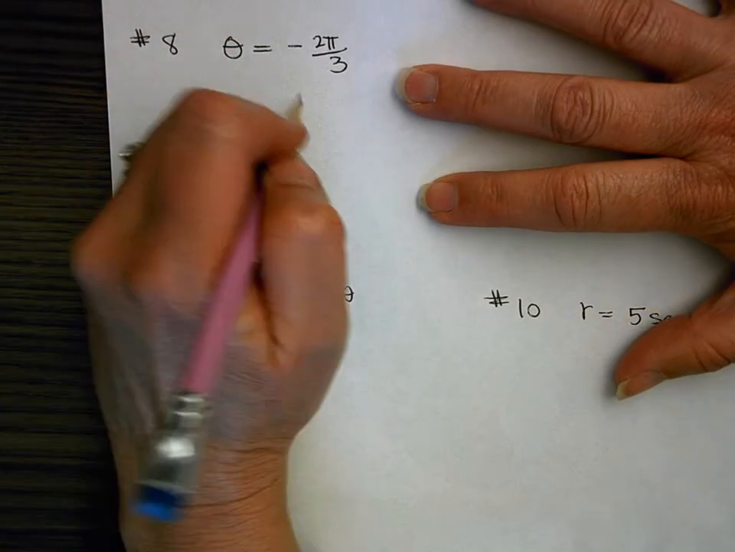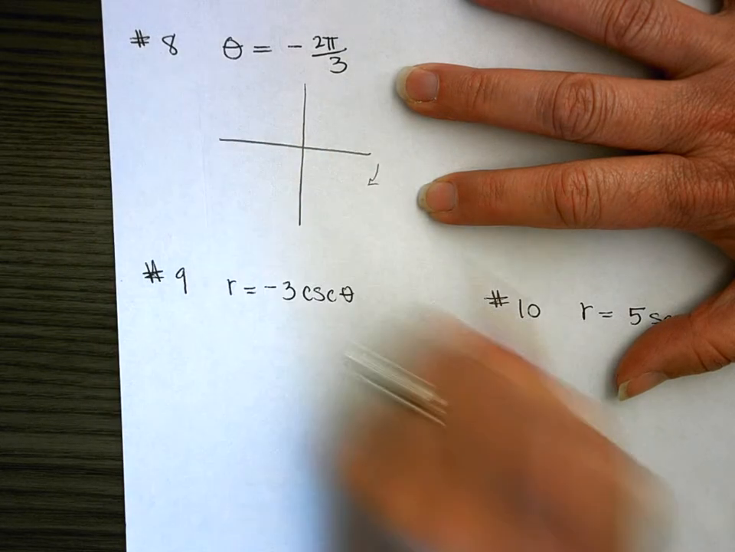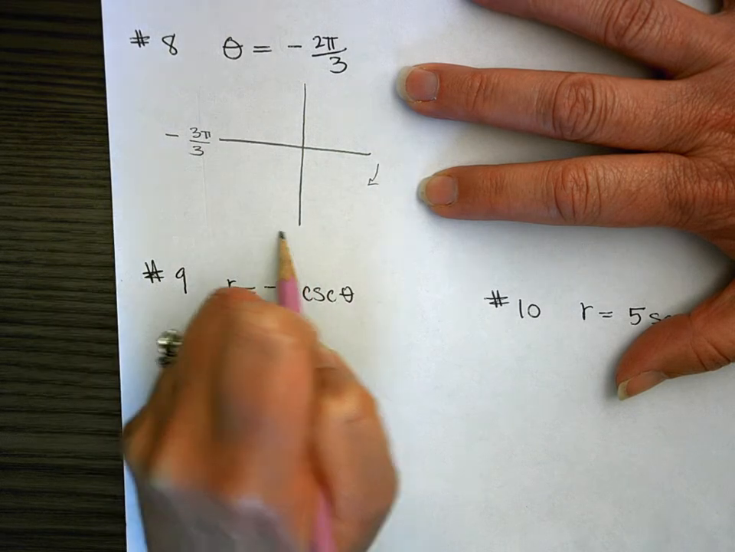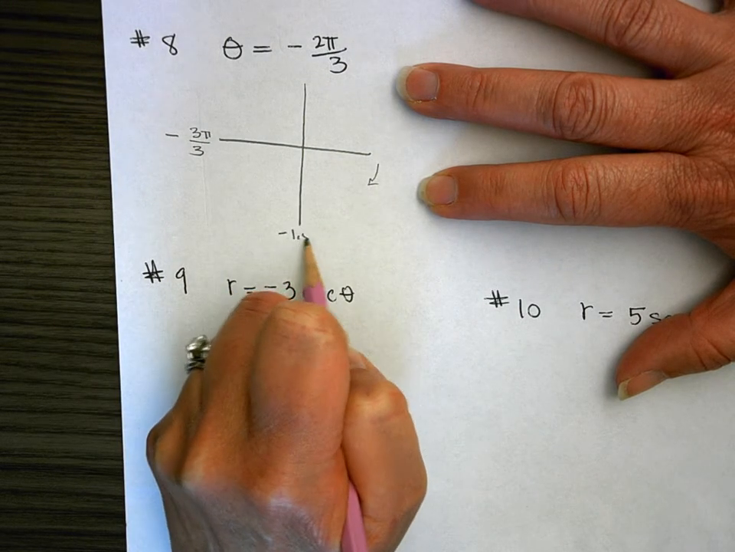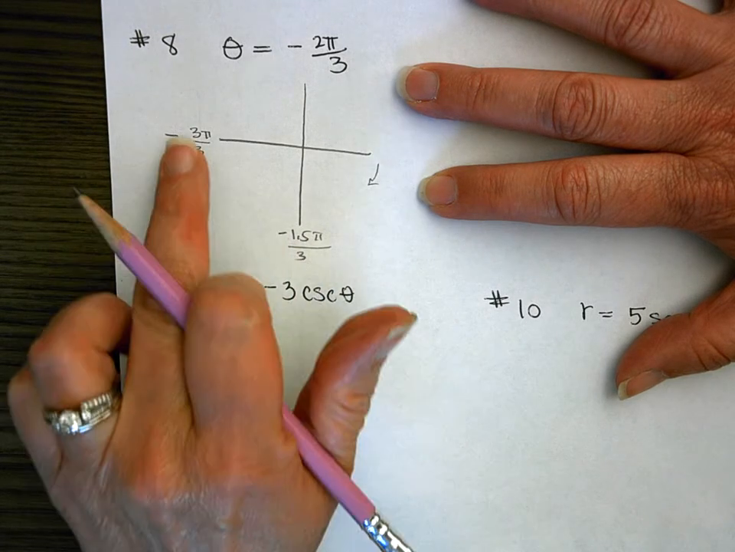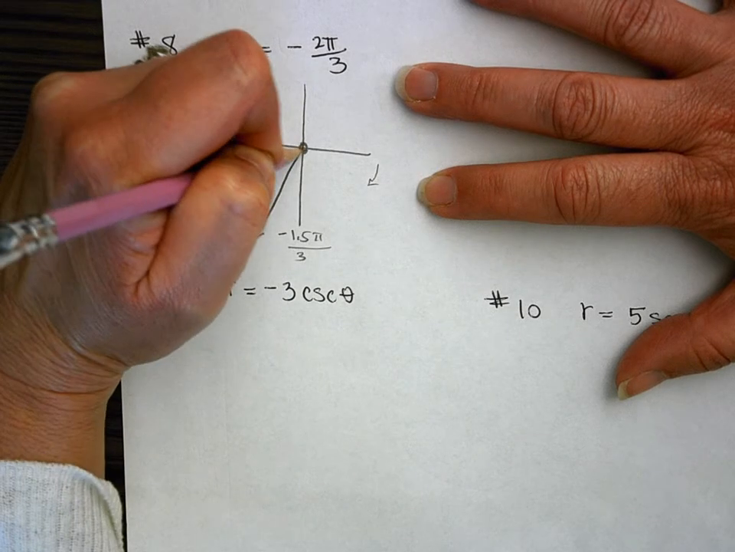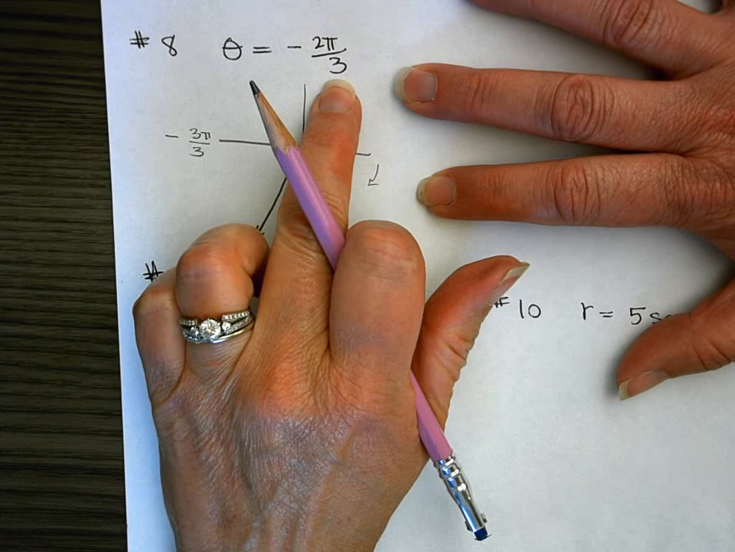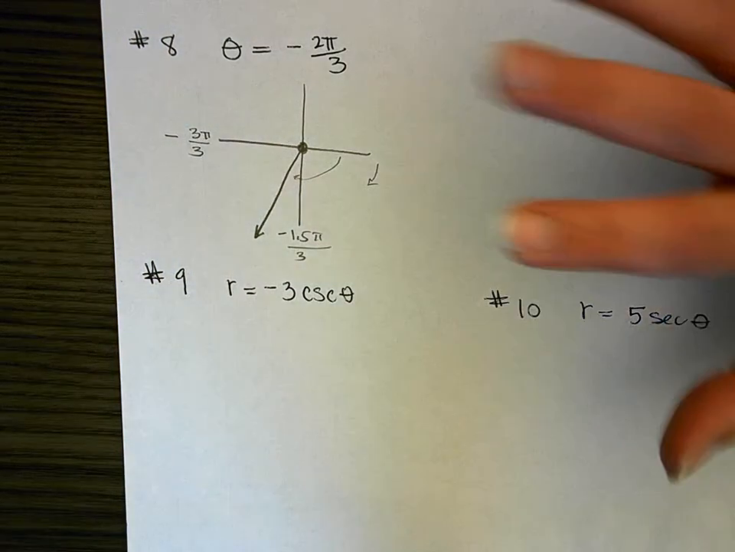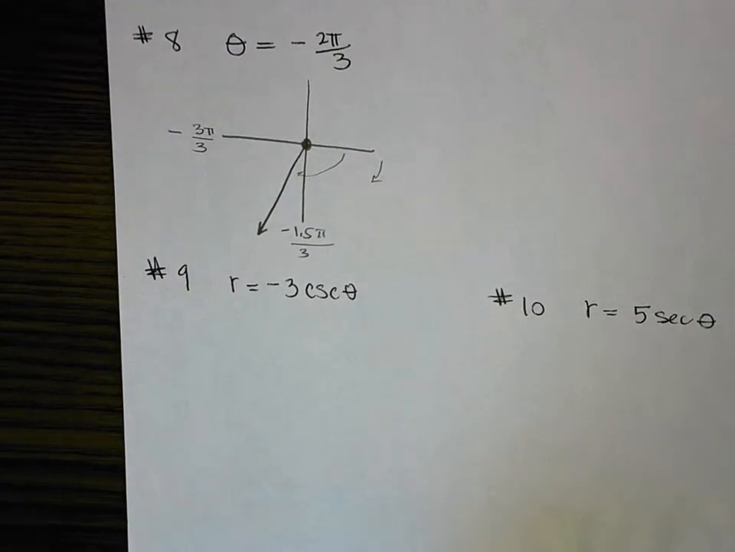All right, so theta equals negative 2 pi over 3. So negative meaning we're going to go that way, right? So this would be 3 pi over 3, but negative. And this would be half of that, so that would be negative 1.5 pi over 3. So it's somewhere over in this quadrant right here, closer to the 1.5 than the 3. So that would be somewhere right around there. And again, we start at our pole and head towards that angle, so that would be this guy right there. And that's it. That's all you have to do on that one, is you're just graphing that little section of the radial line from the pole.